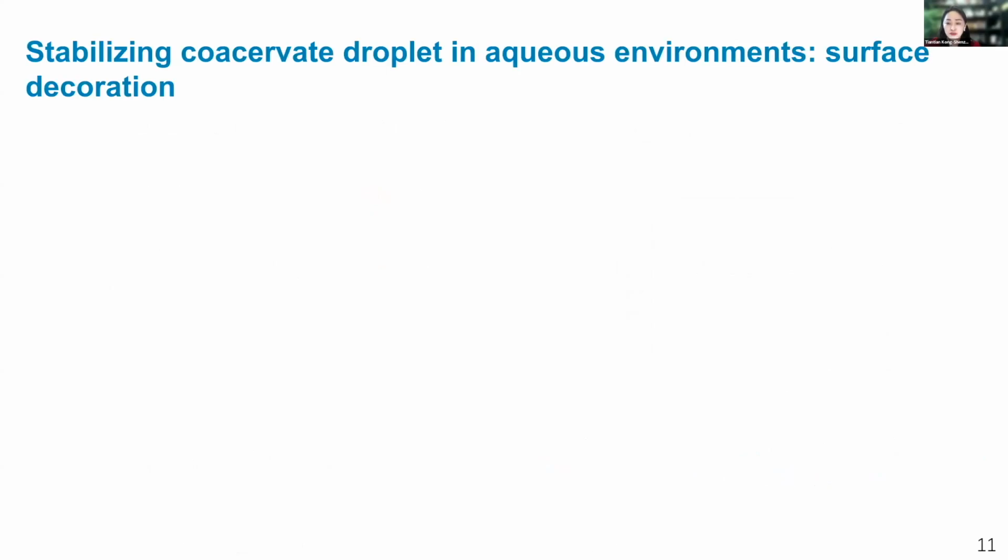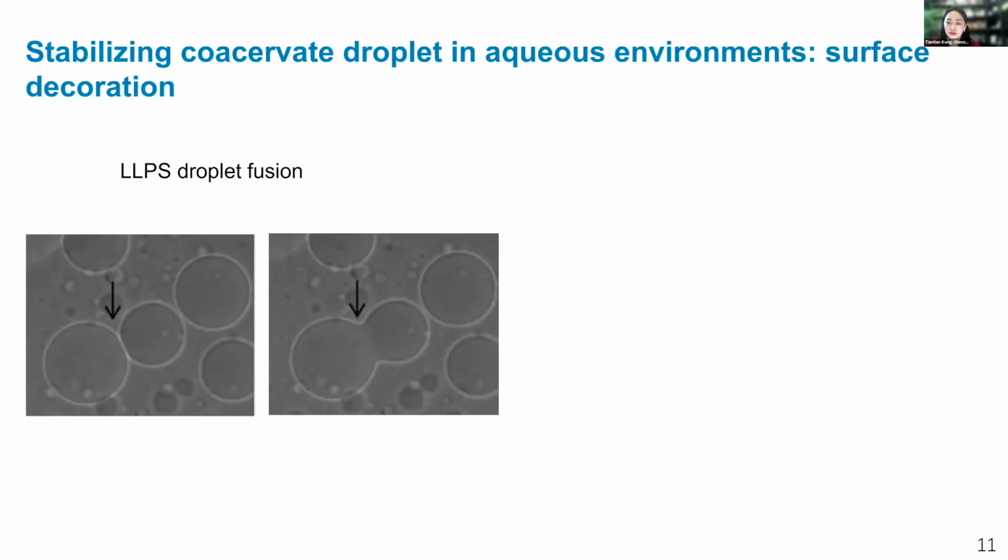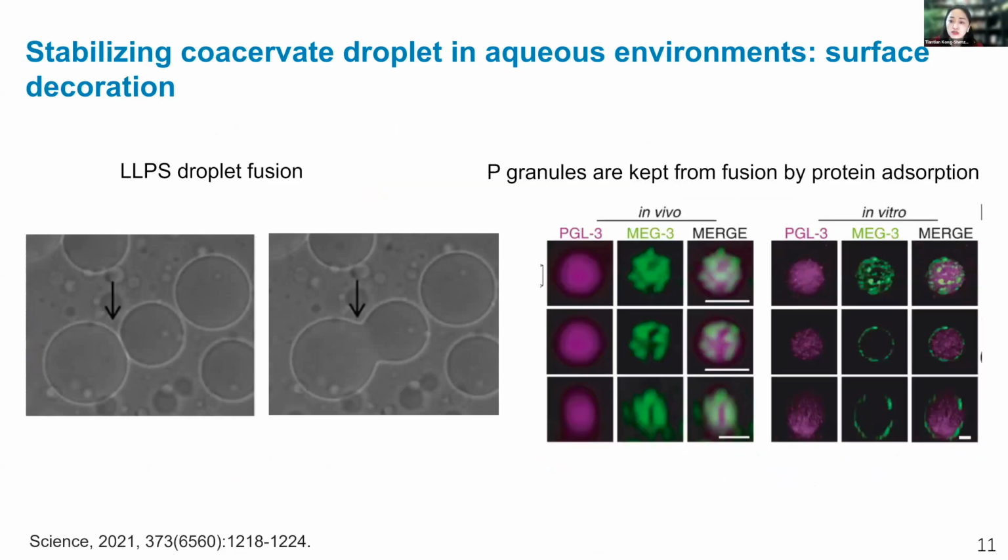So after forming droplets, we're focusing on how to stabilize phase separated droplets in an aqueous environment. This is a challenge because traditional surfactants don't work for these water-water systems. In living cells, we see a clever solution. Protein particles like those in P granules absorb onto the droplet surface and prevent fusion. So this surface decoration effectively gives the membraneless organelle stability and functional control.